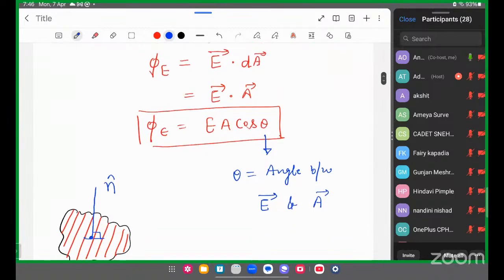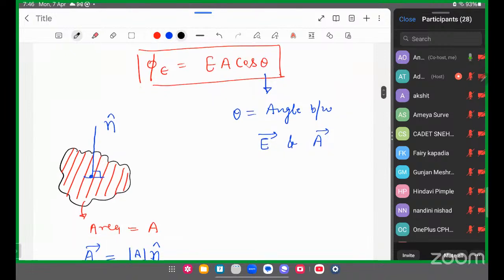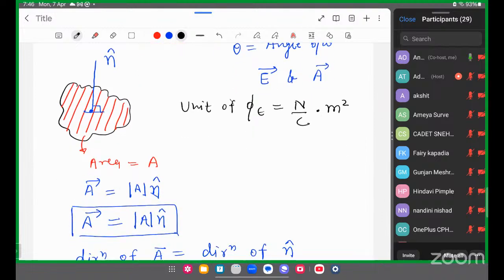But first of all, let us discuss the unit of phi E and its dimension. What will be the unit of phi E? What is the unit of electric field E? Unit of electric field E is Newton per Coulomb, and unit of area is meter square. Cos theta is unitless. So unit of electric flux phi E will be Newton meter square per Coulomb. Understood?